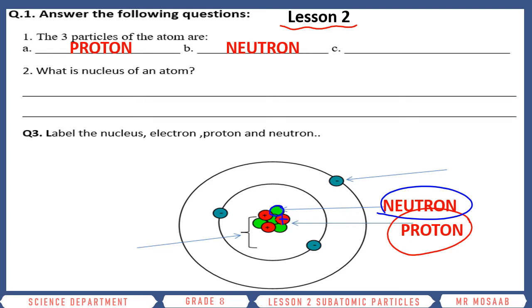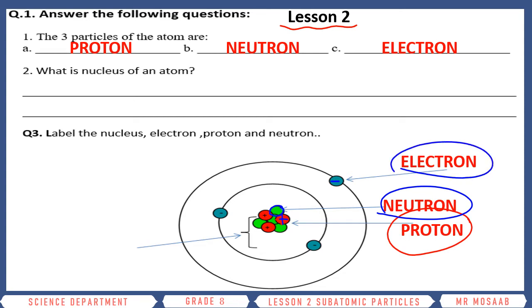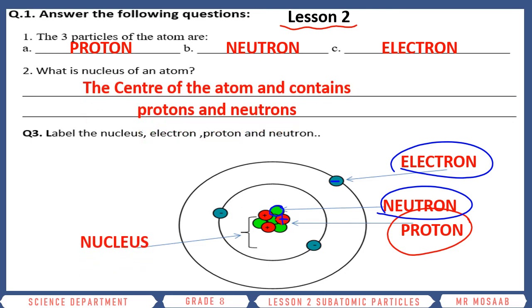And the third particle in the atom is electron. Electron is a negatively charged particle, moving or orbiting around the nucleus. It's outside the nucleus. And what is the nucleus? Nucleus is the center of an atom, and contains protons and neutrons. It is located in the center of the atom.